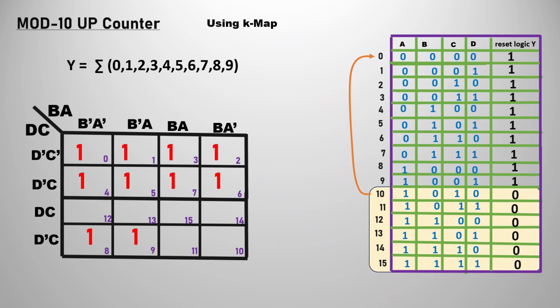Because we have a total of 4 variables, that is A, B, C, D, these are the outputs of the flip-flops in the counter. So we are going to place all of them in the K-map. It will look like this. And the output Y is equal to sigma. That sigma notation you can also see over there.